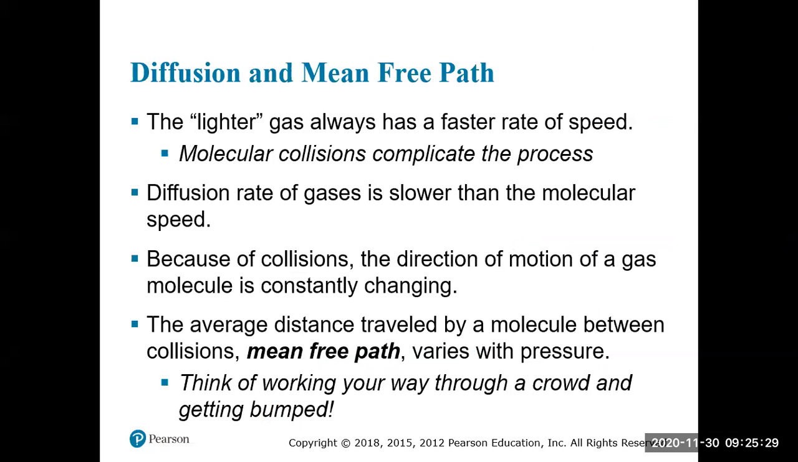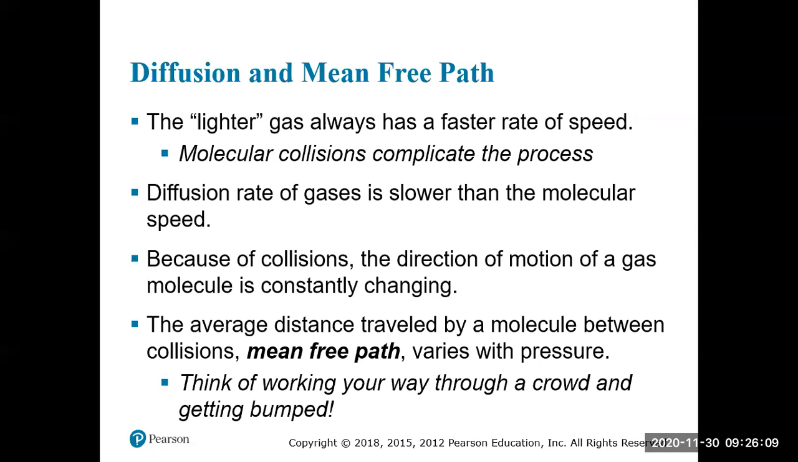When we start getting some molecular collisions, it complicates the process a little bit. The diffusion rate of gases is slower than the molecular speed, because of the collisions, the direction of motion of a gas is constantly changing. So it goes along for a while, doesn't hit anything, but then it hits something and changes its direction. If it never hit another gas molecule, you would have just the diffusion itself, but it does hit some other gas molecules once in a while, and that changes things.